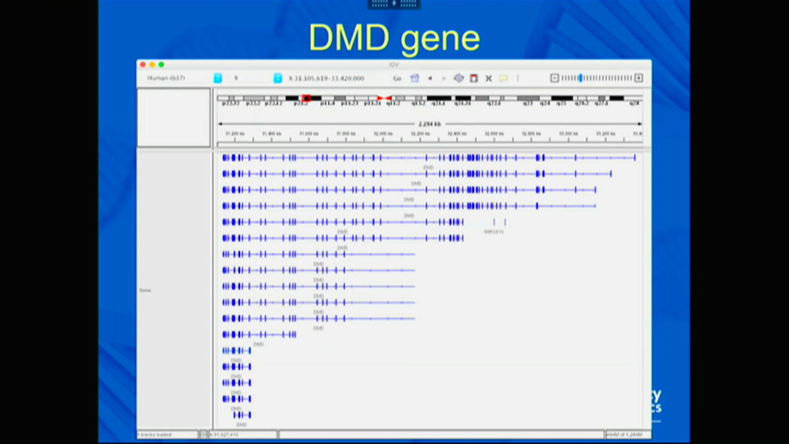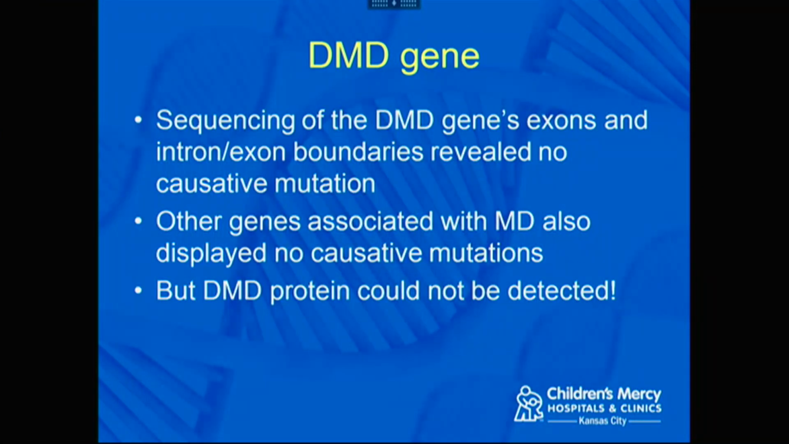In this case, I think there was an 8-year-old boy who had all the symptoms of muscular dystrophy. So they went ahead and sequenced the exons of the DMD gene, basically equivalent to exome sequencing. And they did not detect any causative mutations that would disrupt this gene. They went ahead and sequenced other genes that are associated with muscular dystrophy, and they also did not find anything that would explain this kid's symptoms. There's also an assay that allows you to detect the presence of DMD protein in muscle cells. When they did this assay, this protein was essentially absent from this kid's muscle, which is a very good sign that something is disrupting the expression of this gene.